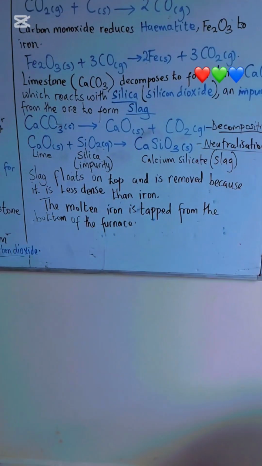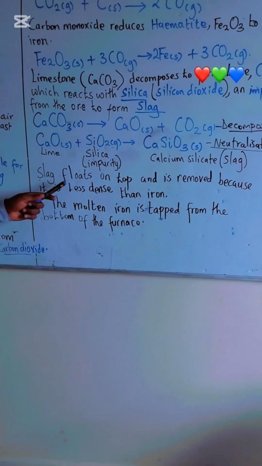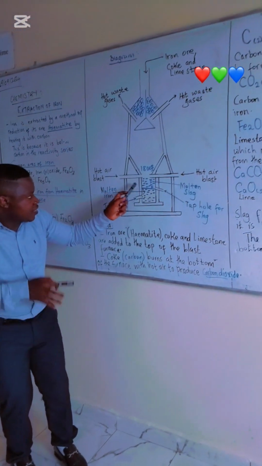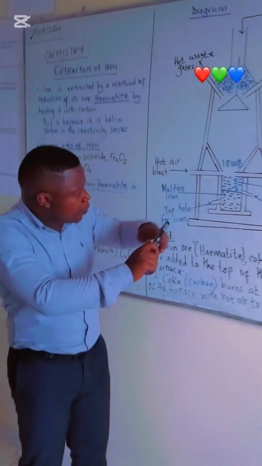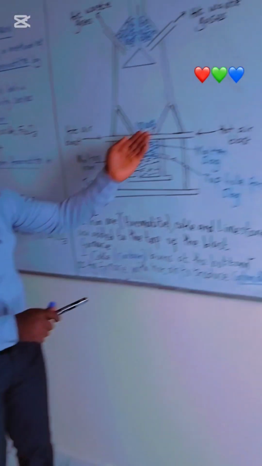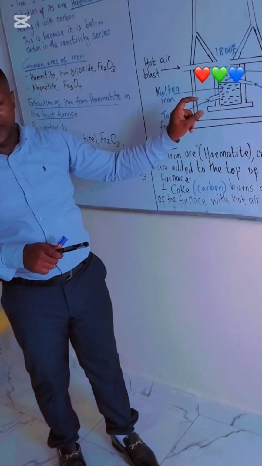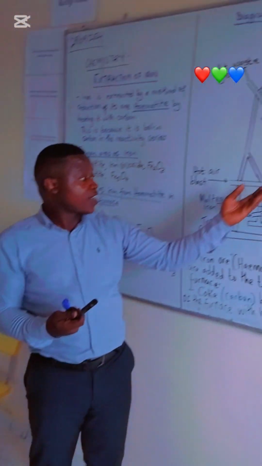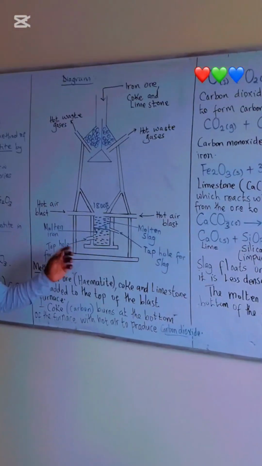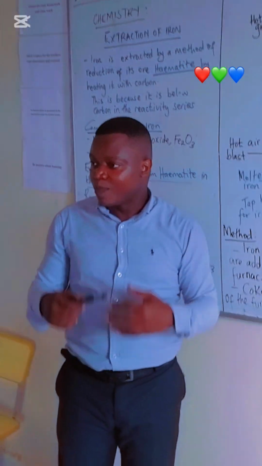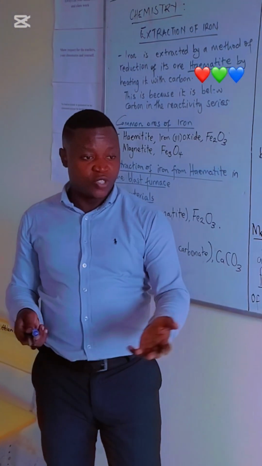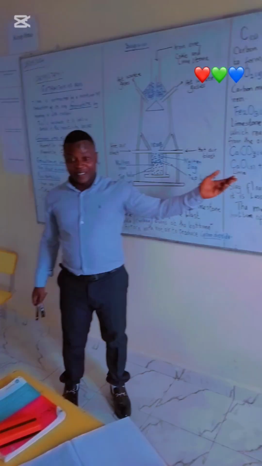Now we have removed the impurity. Slag floats on top, as you can see here in the diagram. Slag is less dense than iron, so it's going to float at the top. There is a tap that we can use to tap it out, such that it doesn't mix with our iron. So iron is more dense than slag. That's why iron can collect. We tap it out, we remove it, and then we can mold it into the different shapes, which we can use for making things.